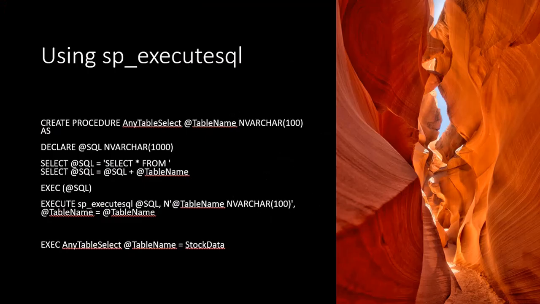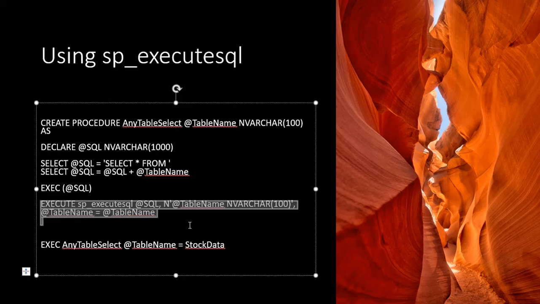Here's an example of the same exact code being executed with the stored procedure execute SQL. Notice the big difference is this piece of code. It starts the stored procedure execute SQL, passes the table name. This is the encoding scheme. You have to use an nvarchar, and it's kind of weird, but you say @tablename equal @tablename, so it fills out this part of the SQL statement. Then you run this so the stored procedure is created, and then you execute the any table select stored procedure.